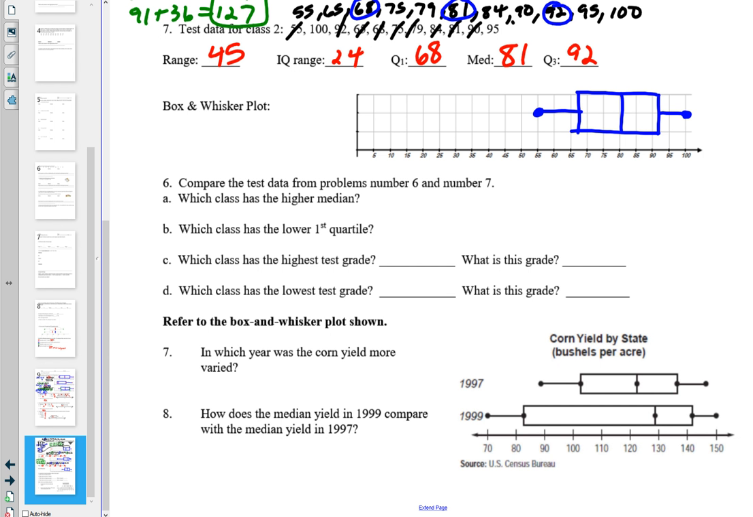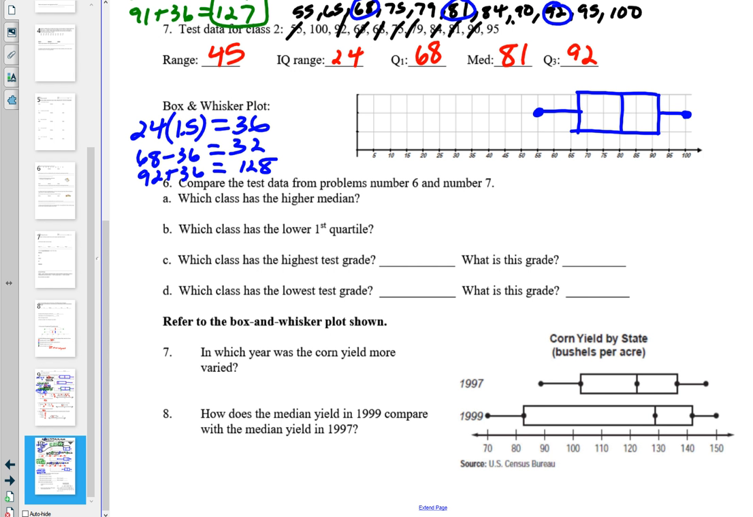Interquartile range again was 24. I got 24 last time too. 24 times 1.5 is 36. 68 minus 36 is 32, and then 92 plus 36 is 128. Obviously, nothing falls outside of that.